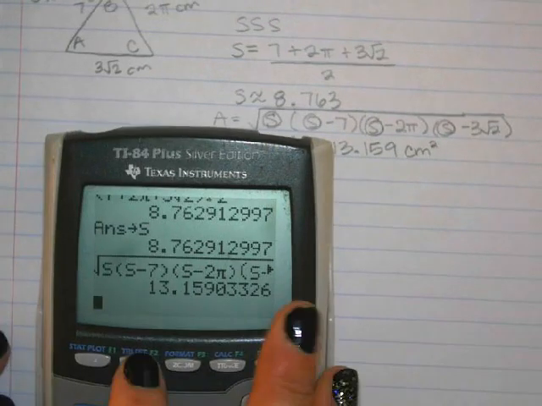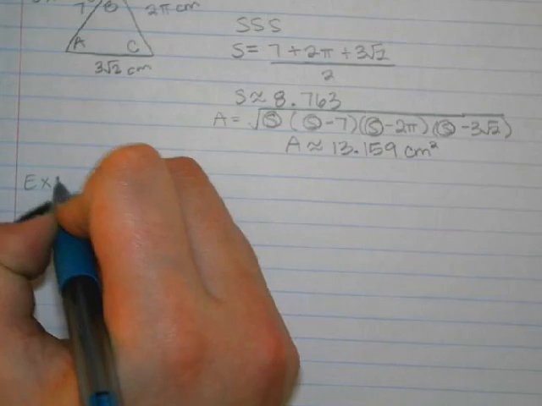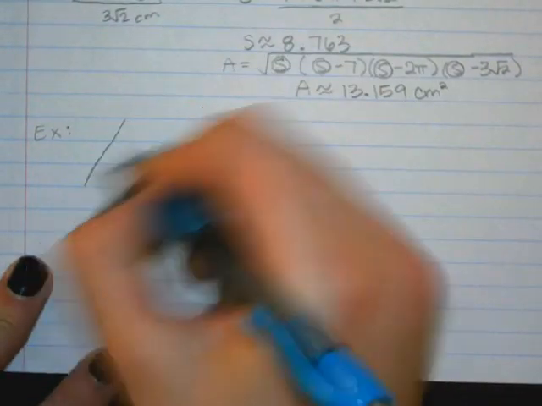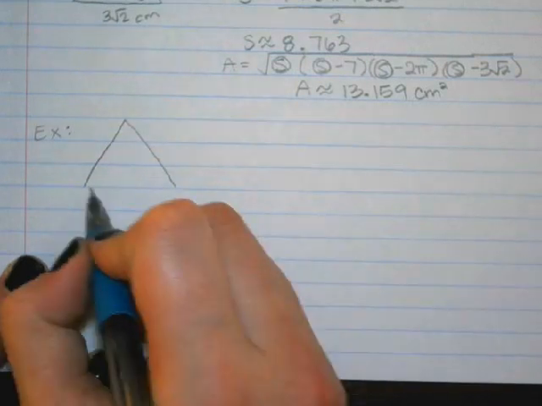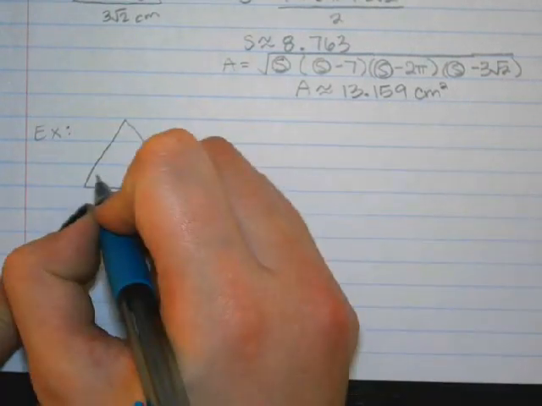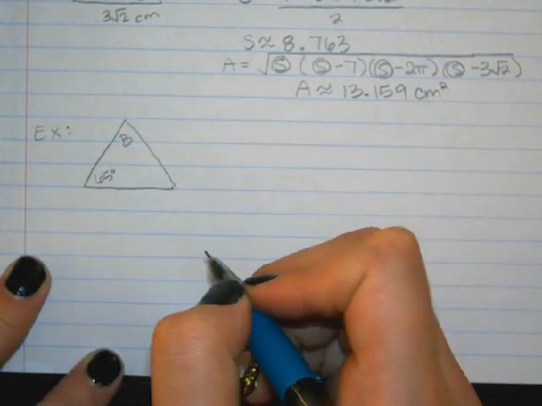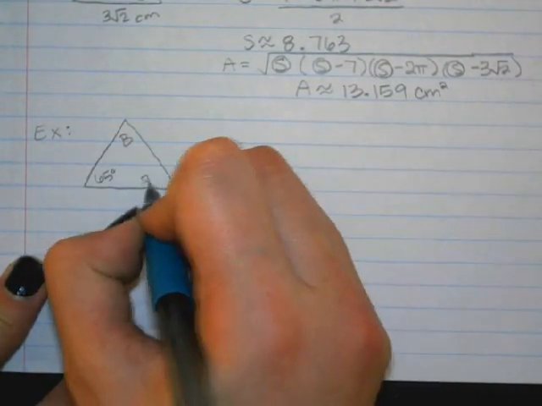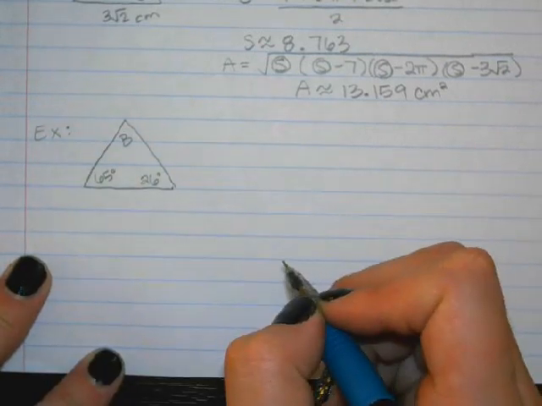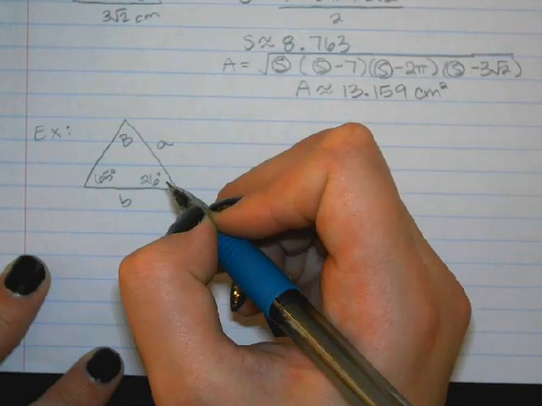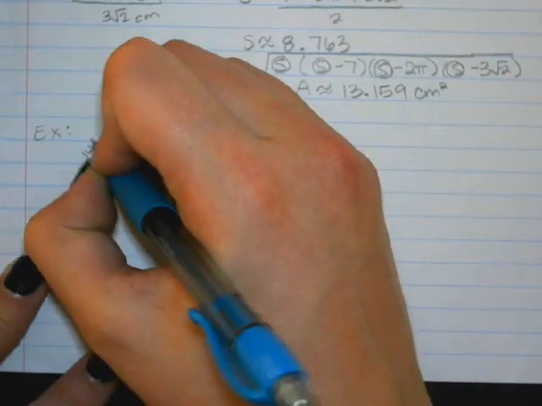Next, we're going to look at a problem that is not as straightforward. So for this problem, we're going to have angle A is 65. I don't know what angle B is. Angle C is 26 degrees. I have side A, side B, and then side C is 14 kilometers.